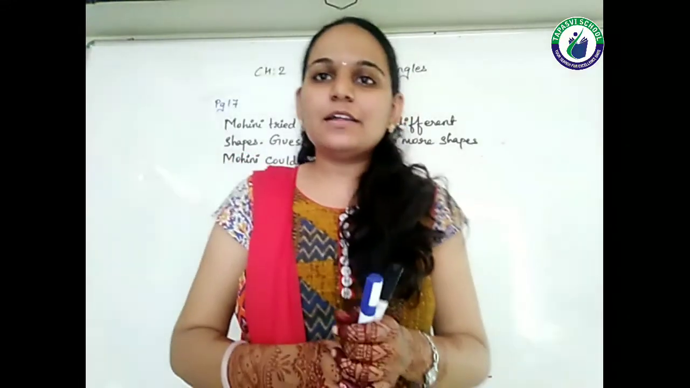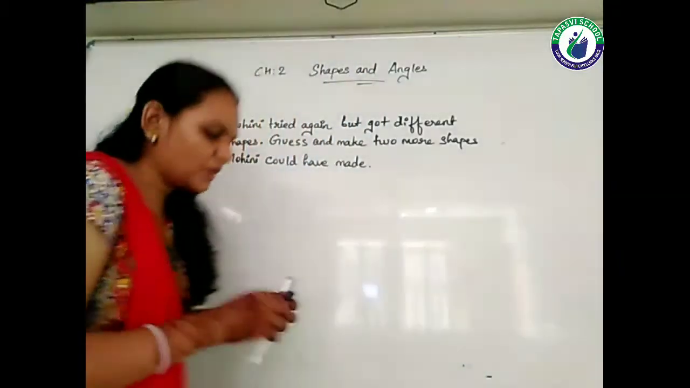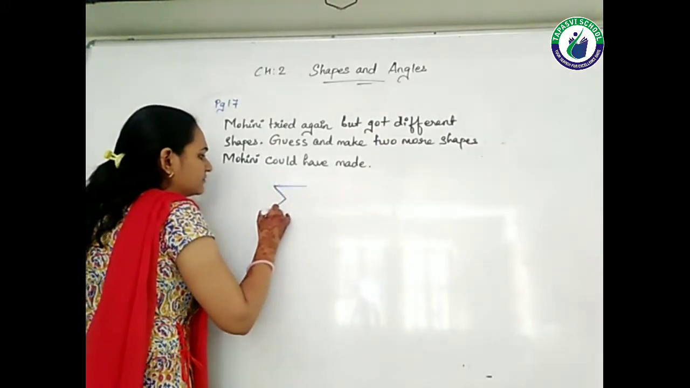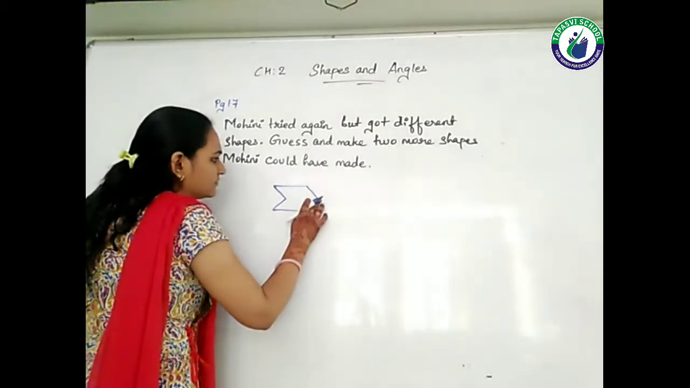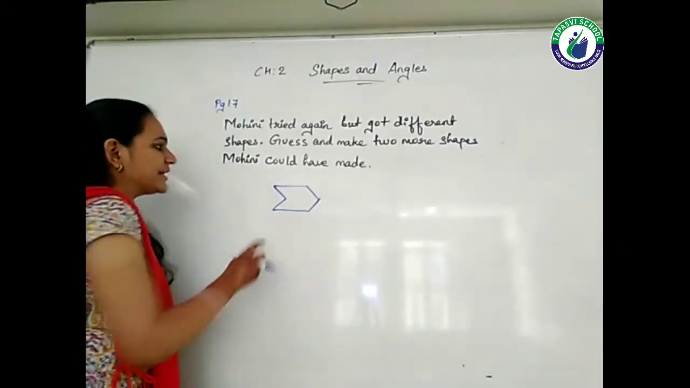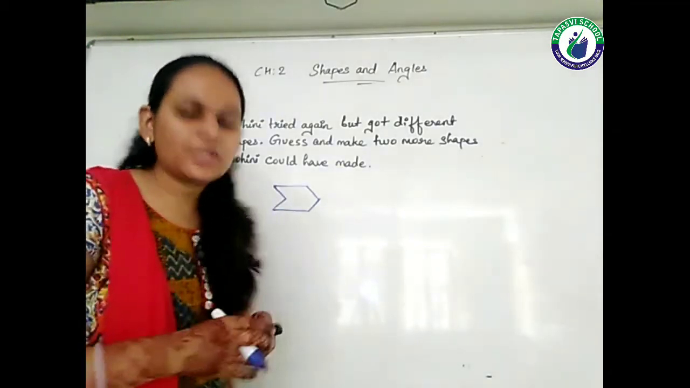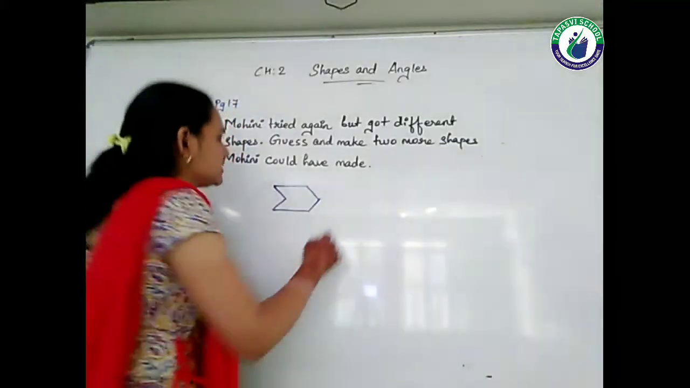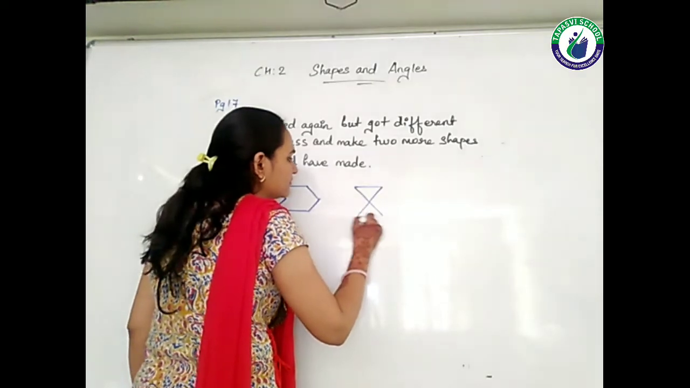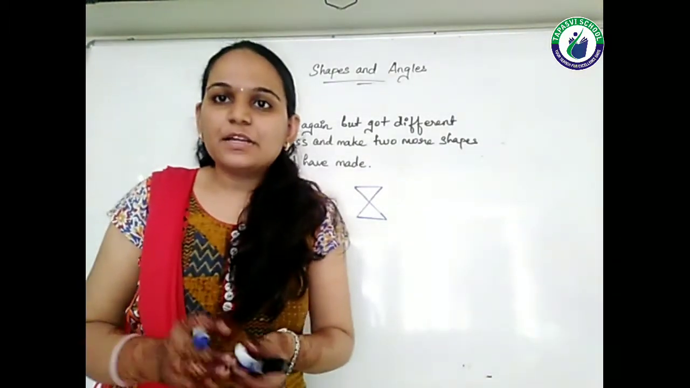So students, here I am showing you 2 more shapes which Mohini could have tried, right? The one is this particular shape she can try. Let's see the number of sides in it, students. 1, 2, 3, 4, 5 and 6. This is one which she can try. Another one, students, that she can try, is this one. This is also one of the shapes that she can try, right?